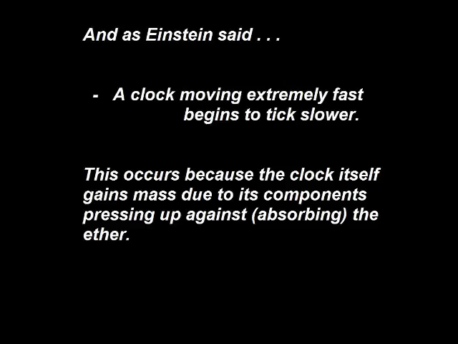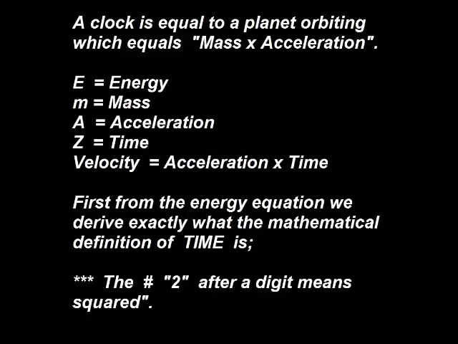And as Einstein said, a clock moving extremely fast begins to tick slower. And this occurs because the clock itself gains mass due to its components pressing up against and absorbing the ether. A clock is equal to a planet orbiting, which equals mass times acceleration. And here we have the basic units for this mathematical proof.